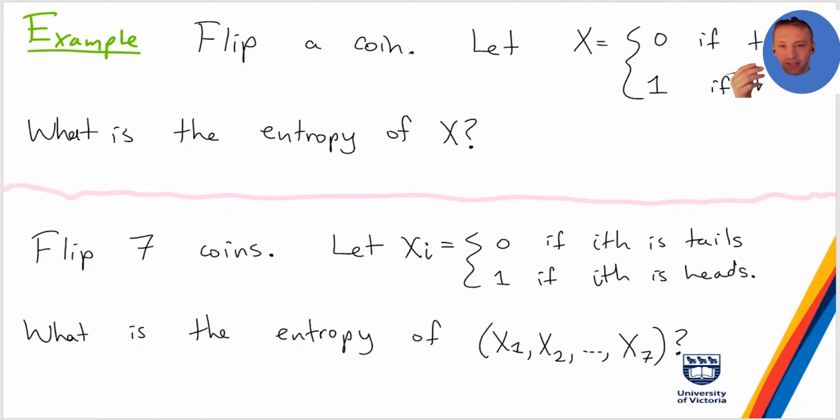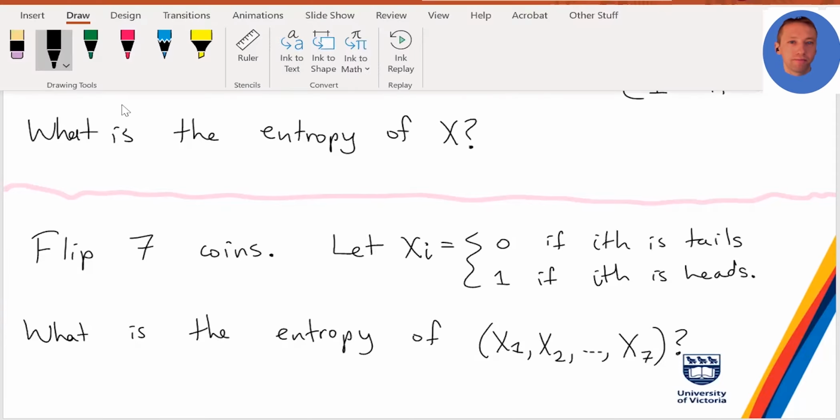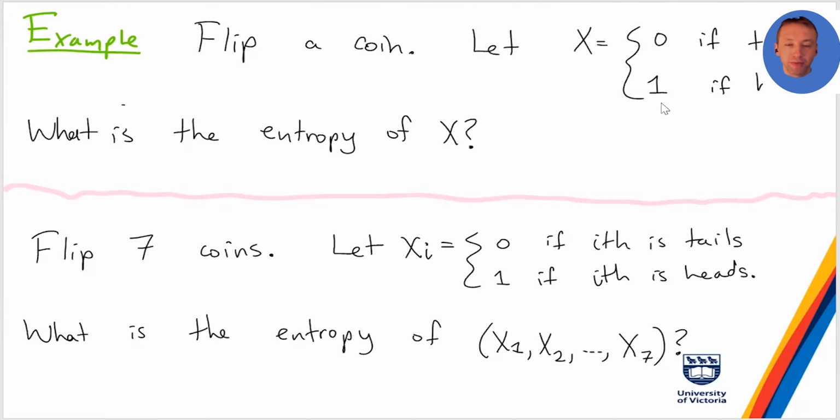Suppose I just flip a coin. I let x equal 0 if it's tails, 1 if it's heads. What's the entropy of x? Actually, it feels like 2, but we're measuring in bits. So it actually only reveals 1 bit of information, right?